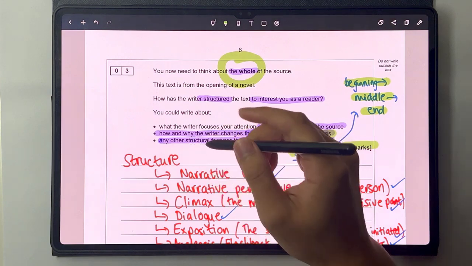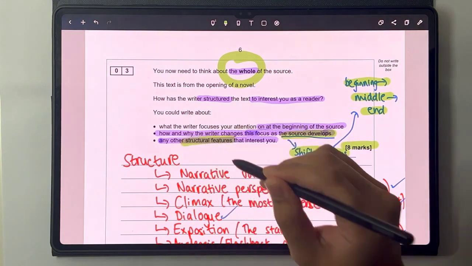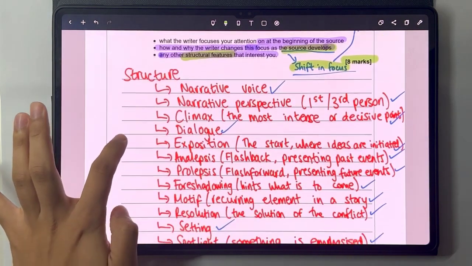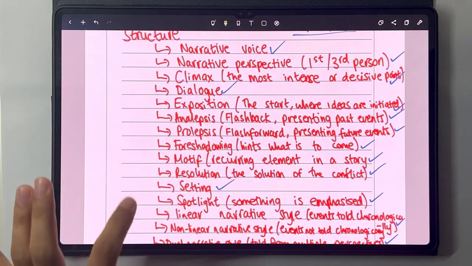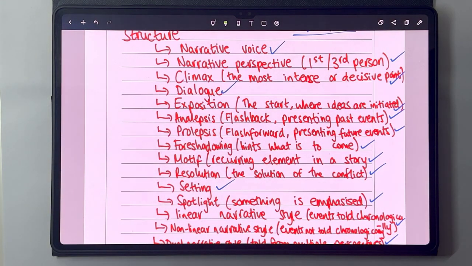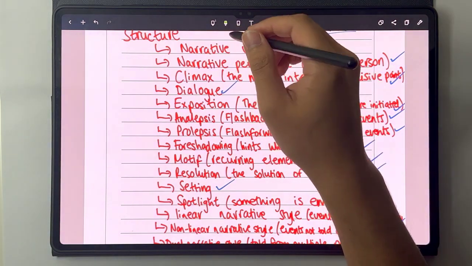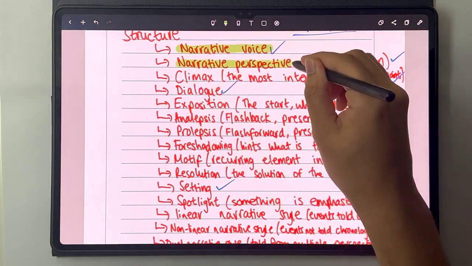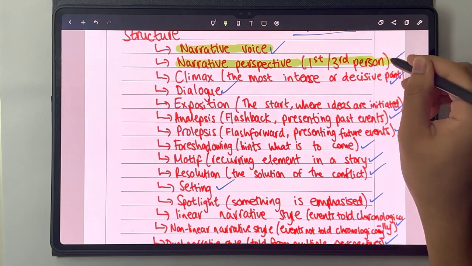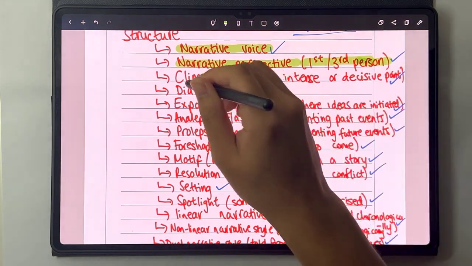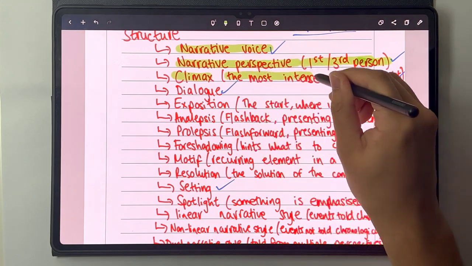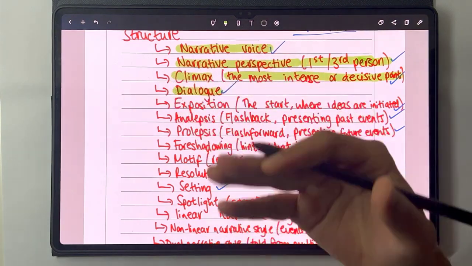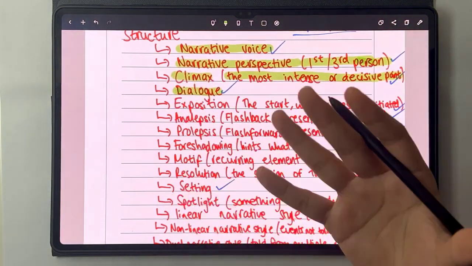Now, also within the question, they mention any other structural features that interest you. So structural features, there are a few that I wanted to go over in today's lesson. So they include the following. Now, like I said, you may not find all of them in the text, but for sure you should be able to identify some of them. So the first one is a narrative voice. The second being a narrative perspective. So is it written in first person or third person? And you need to talk about the impact of that. The climax, so the most intense part or the decisive point within the text. The dialogue. So the dialogue is the conversation between the characters, and how does that interest the reader?